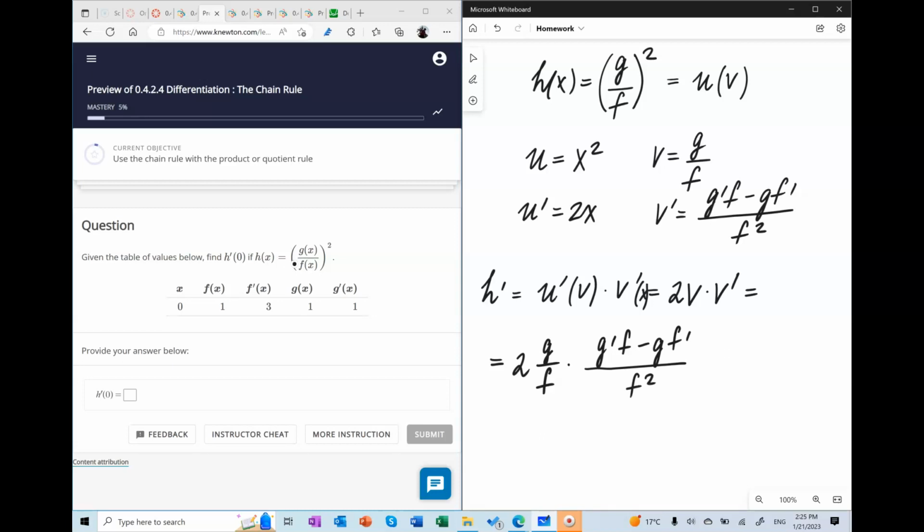And in this case we evaluate everything at 0, so everything has to be evaluated at 0. So 2 times g of 0 is 1, f of 0 is 1, g prime of 0 is 1, f of 0 is 1, g of 0 is 1, f prime of 0 is 3, and f of 0 is 1 squared. So the final answer is -4.